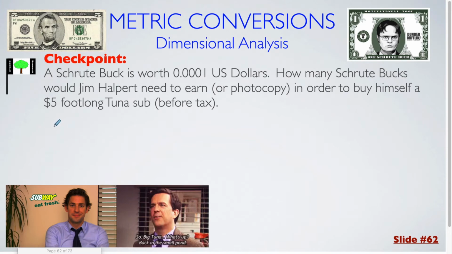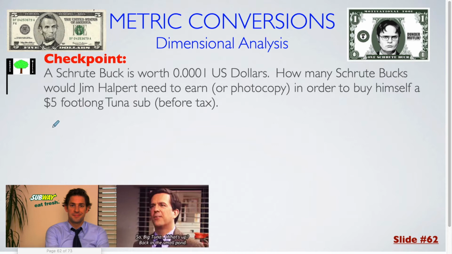All right, before we get to our metric conversions, we're going to go through a couple of checkpoint questions using actual currency. So a Schrute buck is worth 0.0001 US dollars. How many Schrute bucks would Jim Halpert need to earn or photocopy in order to buy himself a $5 footlong tuna sub before tax?